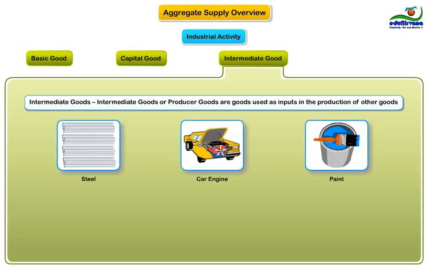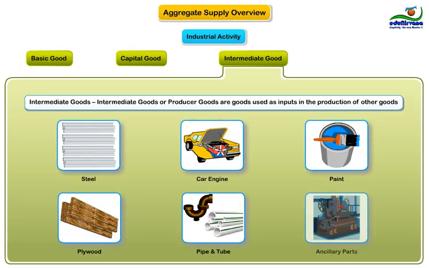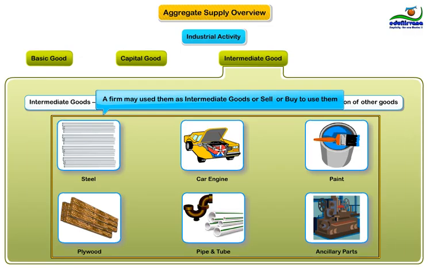Intermediate goods. Intermediate goods or producer goods are goods used as inputs in the production of other goods, such as partly finished goods. Also, they are goods used in the production of final goods. A firm may make them and use them, or buy them and then use them.